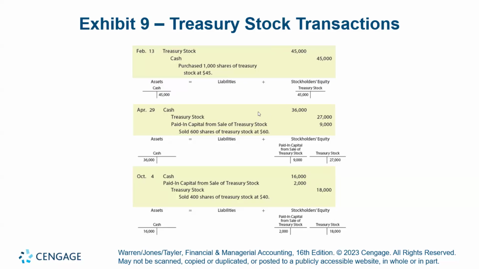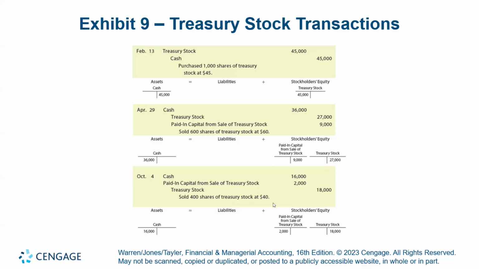Then here they sold 600 shares of that stock for $60. So they're going to take $60 times 600 shares, which is 36,000. They're going to record the treasury stock as a credit at its par value and then any amount over and above that as paid in capital from sale of the treasury stock.